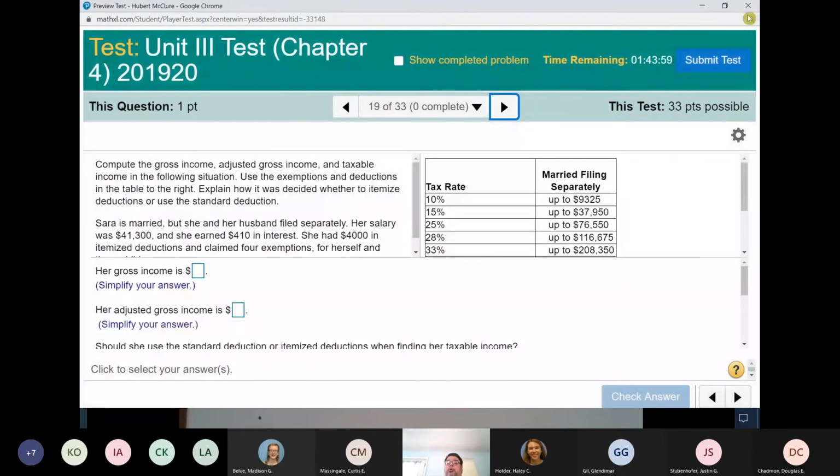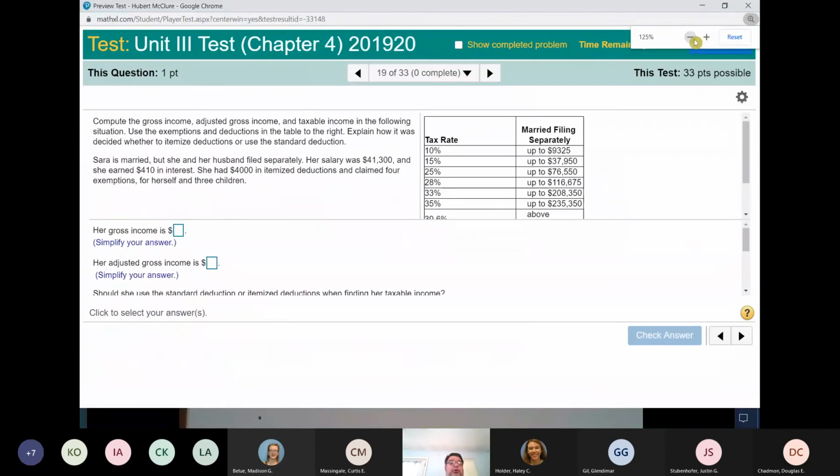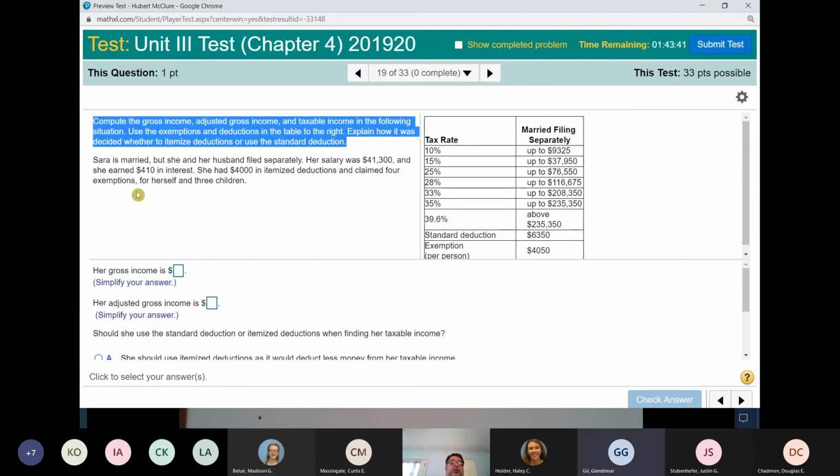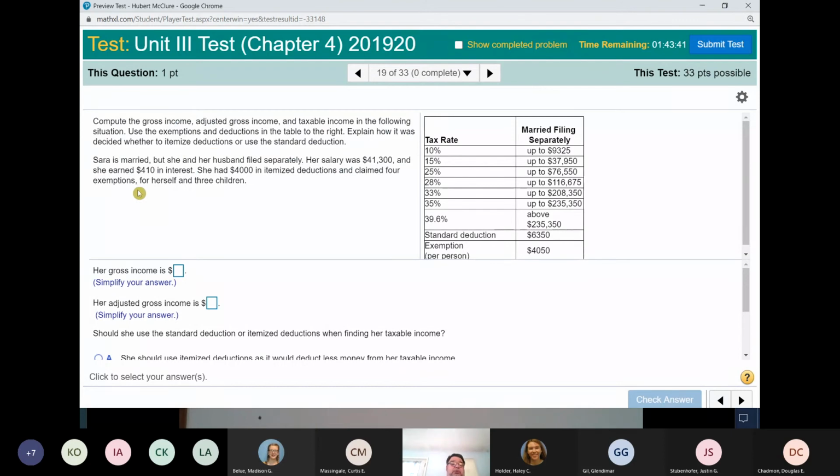There's your income tax, and we did one like this one because it said married filing separately. I believe it was Sarah, wasn't it? Because I remember telling y'all that my mother's name is Sarah with an H. We did one like this one, so it's in your notes.